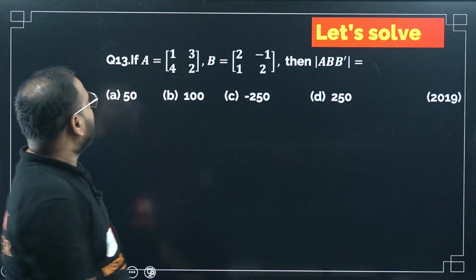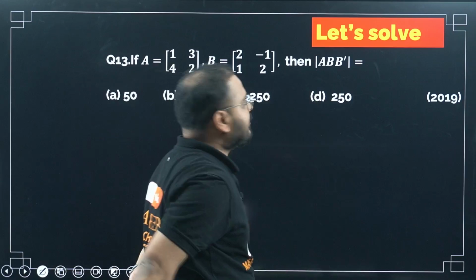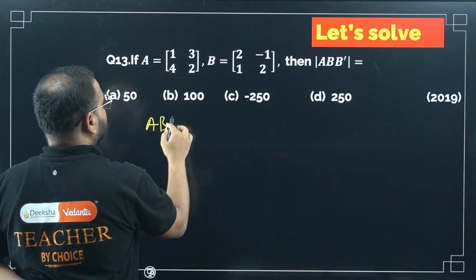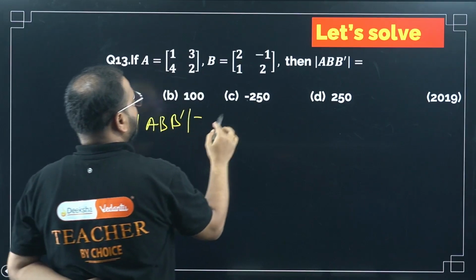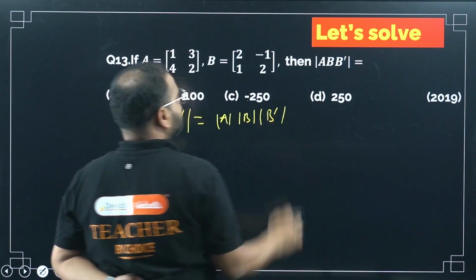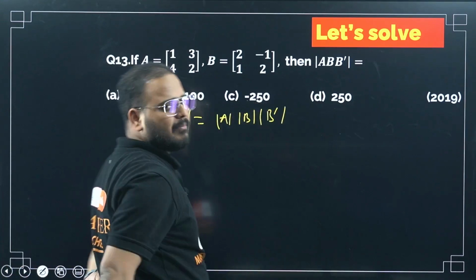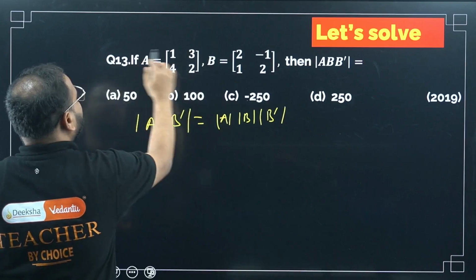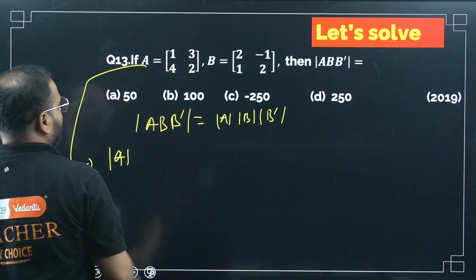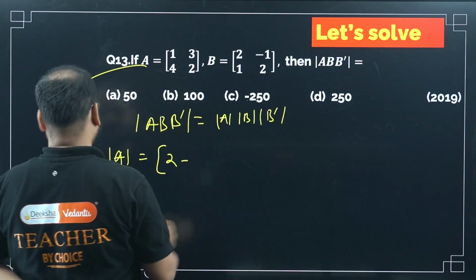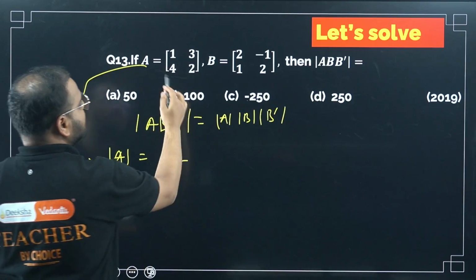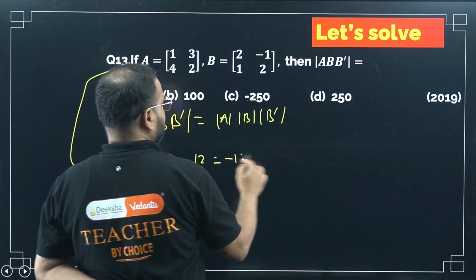Let's do it. A, B is given. They are asking us the determinant of A, B, B dash. Simply, what do I need? I need A, I need B, I need B dash, right? We know that B and B dash will have the same determinant. So simply find A determinant and B determinant, and the answer will come. What is my A determinant from here? It will be 2 minus 12. So how much is that? Minus 10. What is my B determinant?